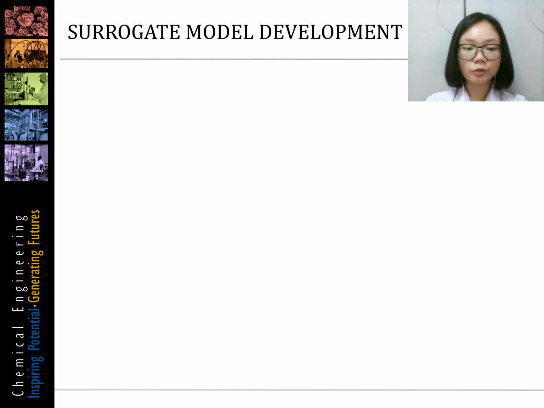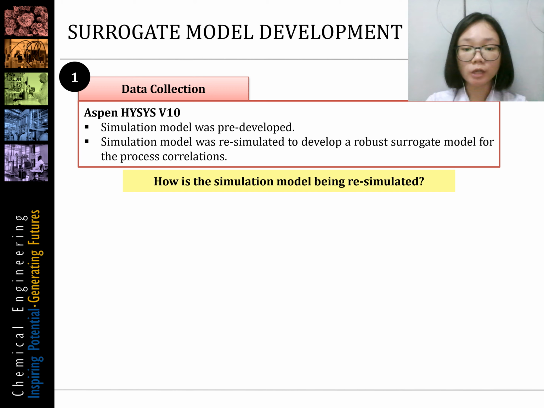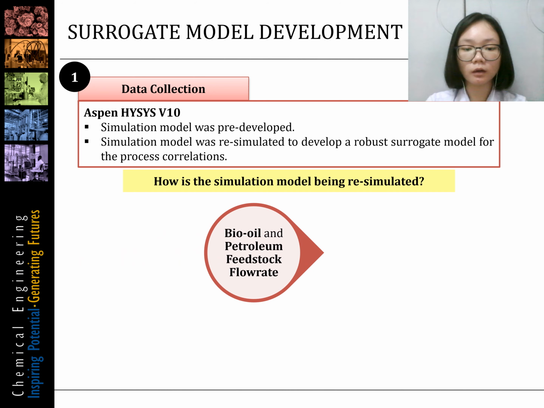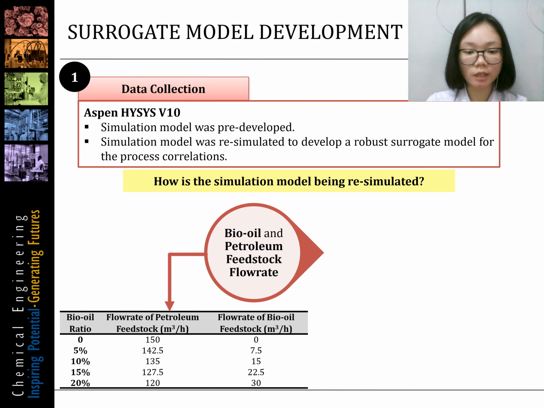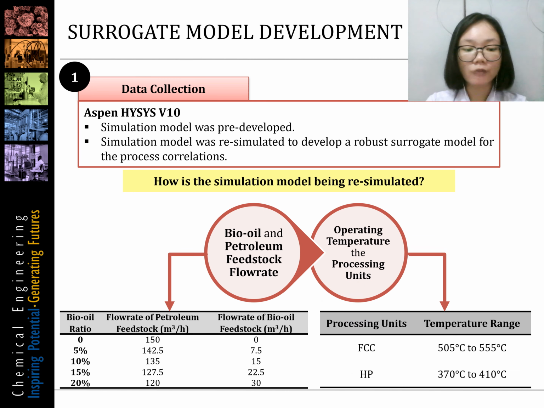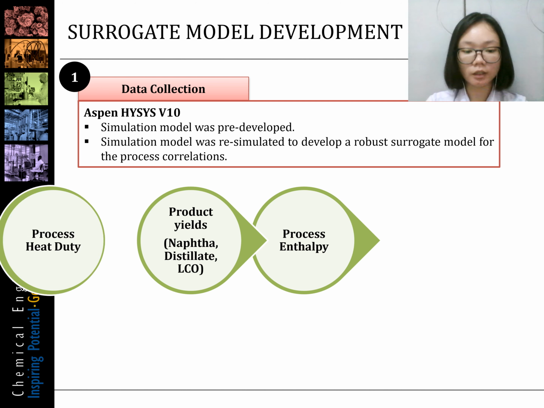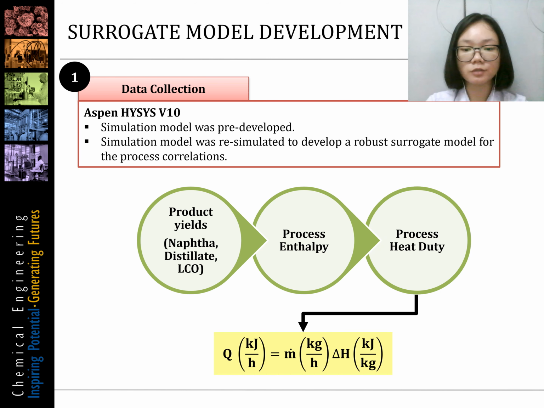So now I'm going into detail about how I developed my surrogate model. Firstly, data collection is done via process modeling in Aspen HYSYS, where the simulation model was pre-developed and re-simulated. So how is this simulation model re-simulated? The answer is by varying the bio-oil and petroleum feed as shown in this table, and also the operating temperature as shown in this table. By varying these parameters, the product yields, which are Naphtha, Distillate, and LCO, are recorded. Also, the enthalpy is recorded, and the heat duty is calculated by using this formula.